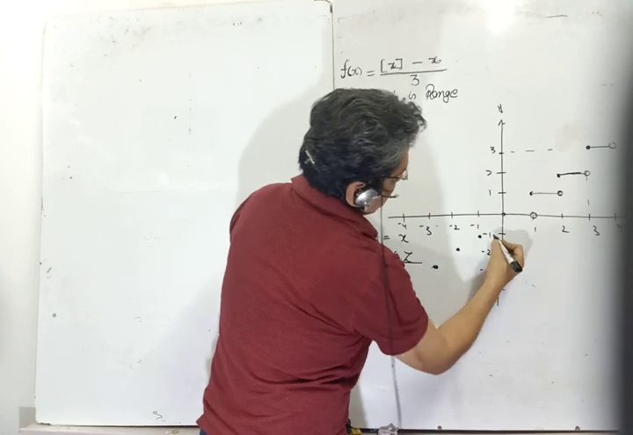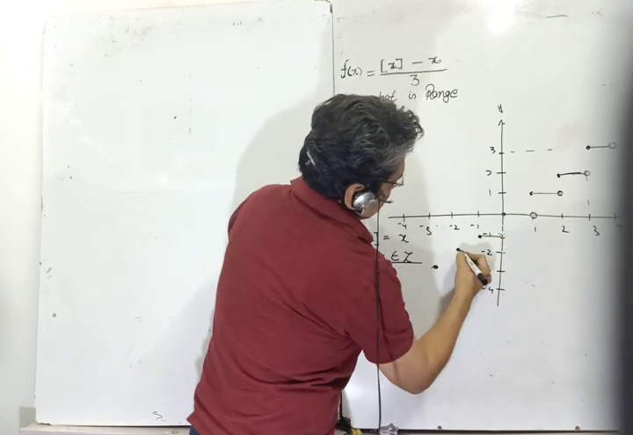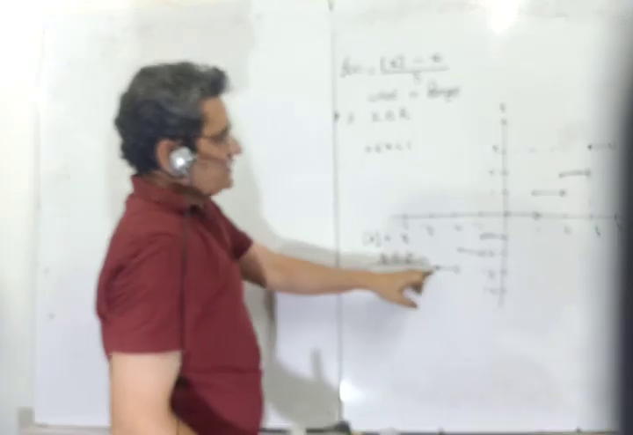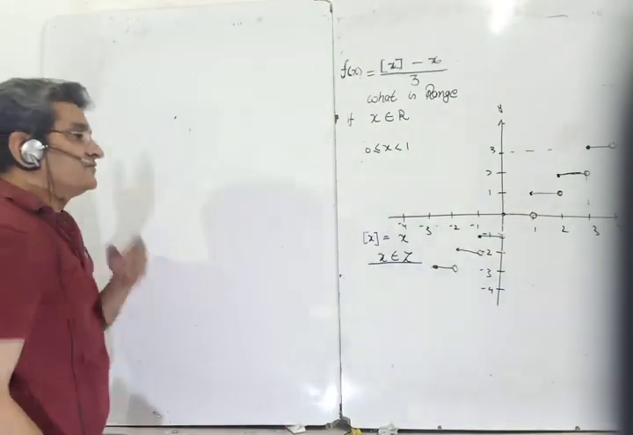So that is how this graph is drawn. Here it is like this, here it is like this, here it is like this. So dark dot to circle, dark dot to circle, that is how you draw the [x] graph.